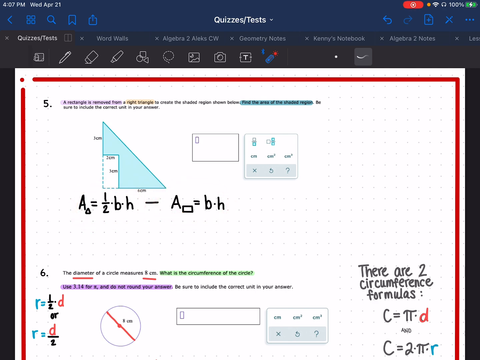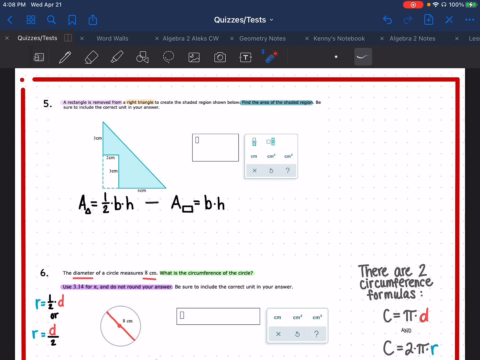Now, the reason why I am putting the triangular formula first is because they do want us to find the area of the shaded region. So that means I'm always going to take the larger of the two figures first. Since the shaded region appears to be in this triangle, I need to put the triangle first. Then what they have done is they have taken this rectangular piece out of my triangle.